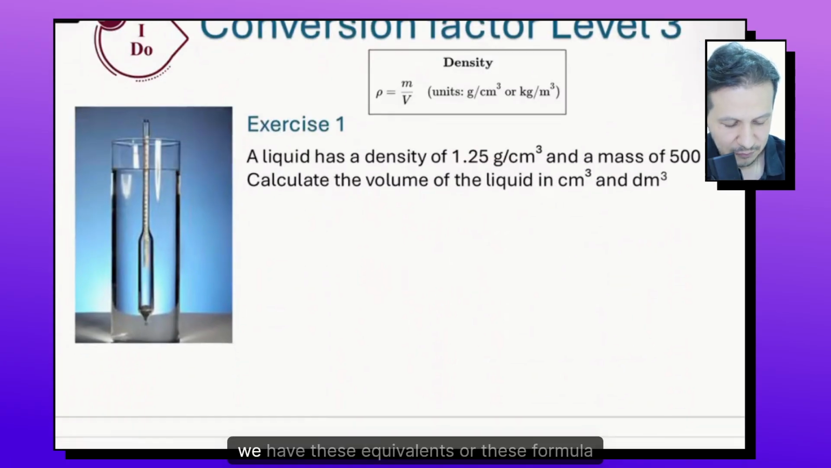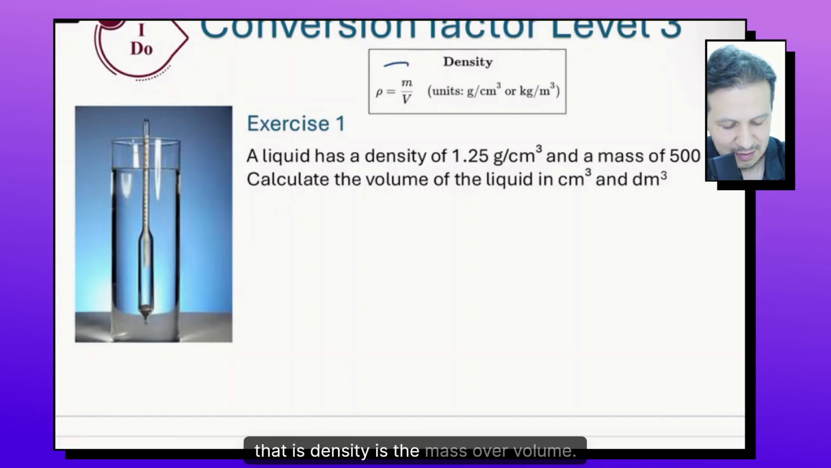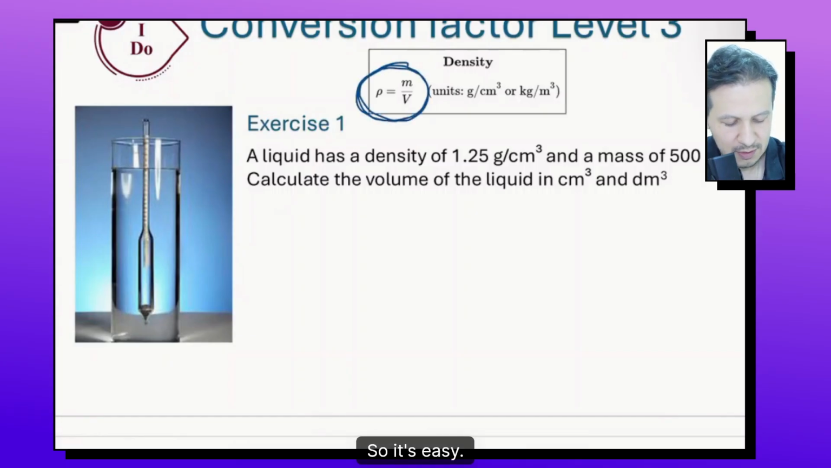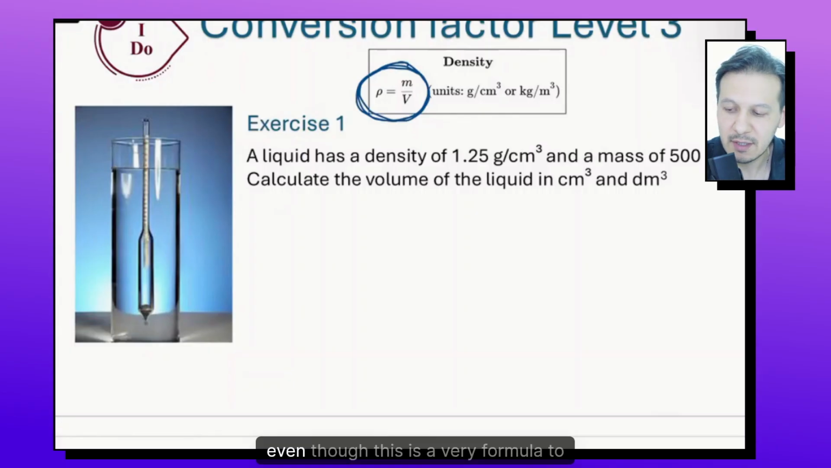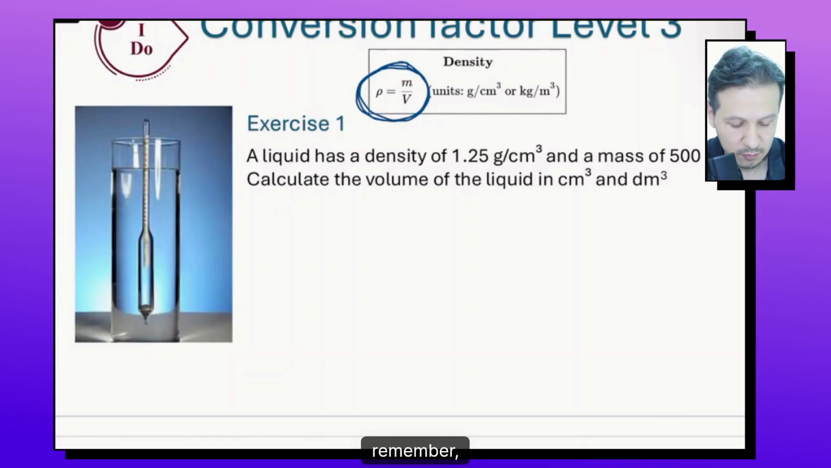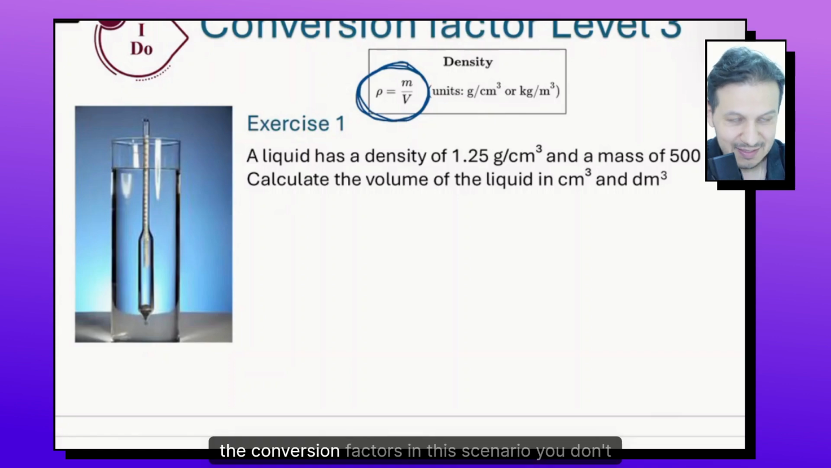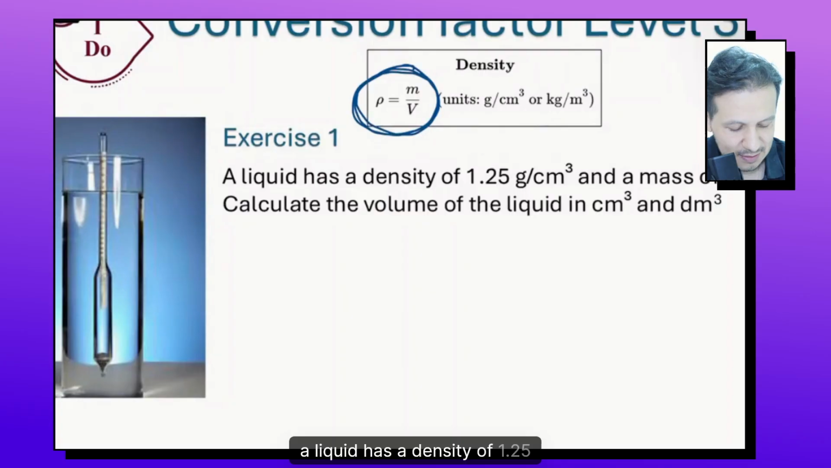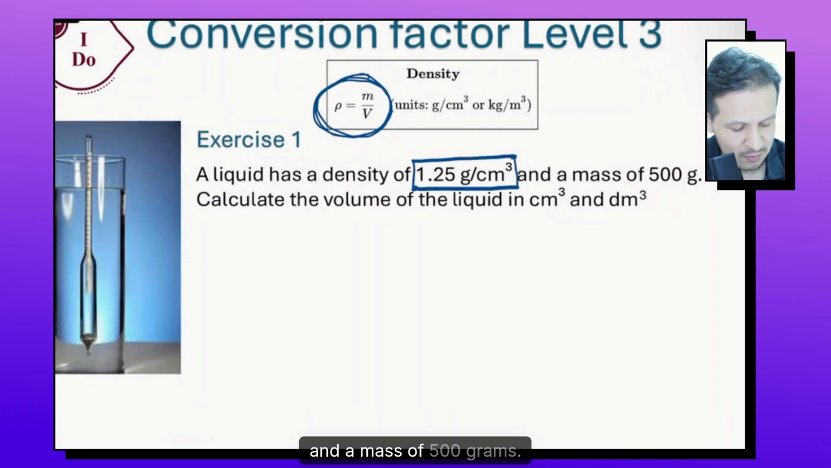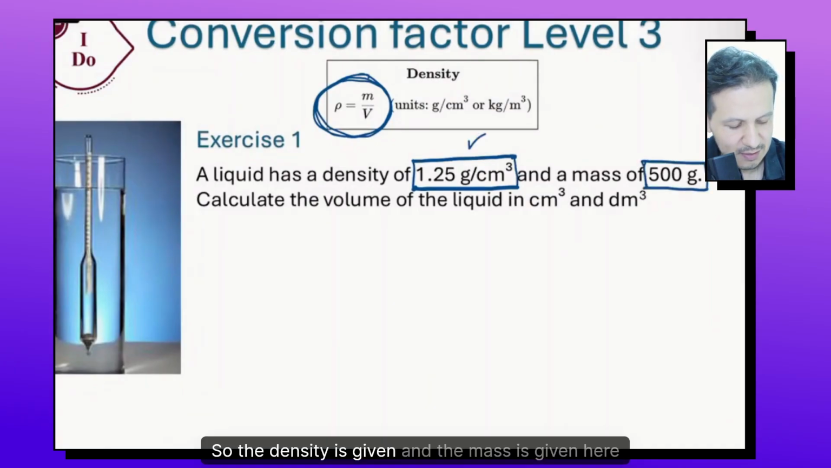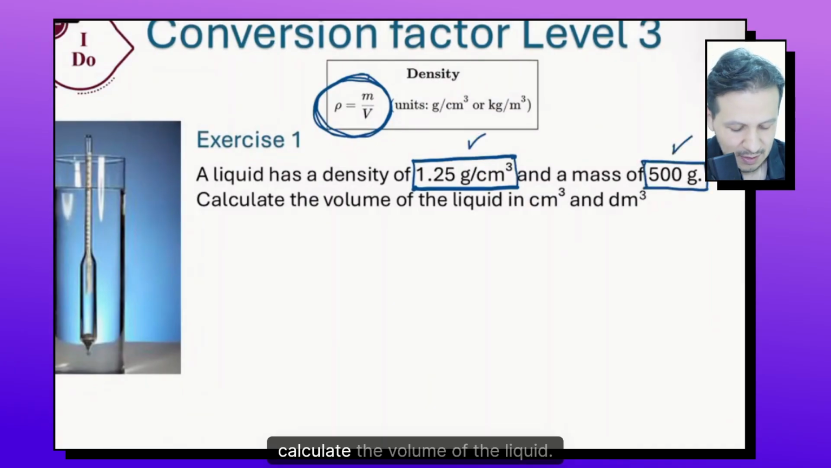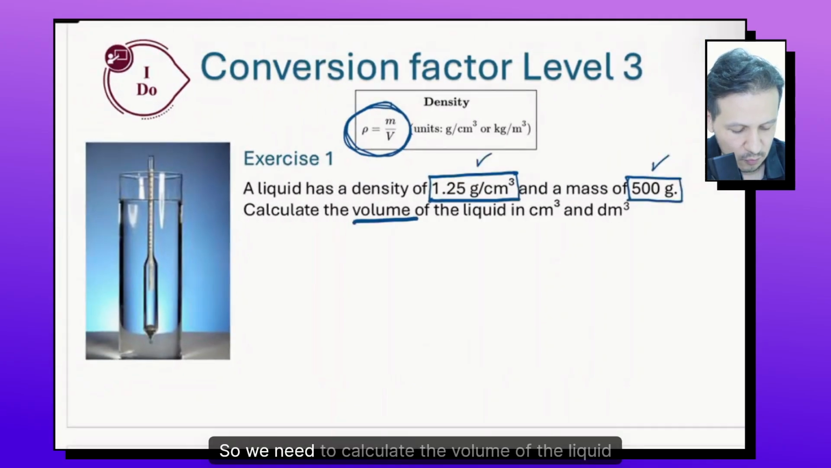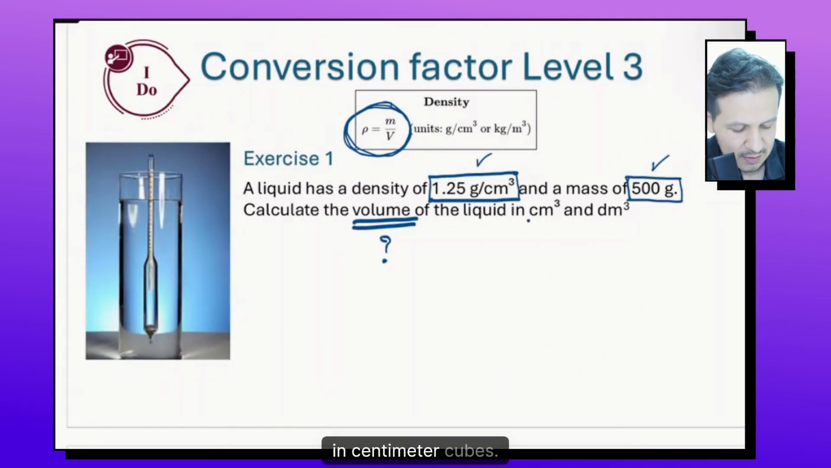It says we have this equivalence or this formula: density is the mass over volume. It's easy, and even though this is a formula to remember, because I am applying the conversion factors in this scenario, you don't need to. We have a liquid that has a density of 1.25 grams over centimeter cubed and a mass of 500 grams. The density is given and the mass is given here. Calculate the volume of the liquid. We need to calculate the volume of the liquid in centimeter cubed.